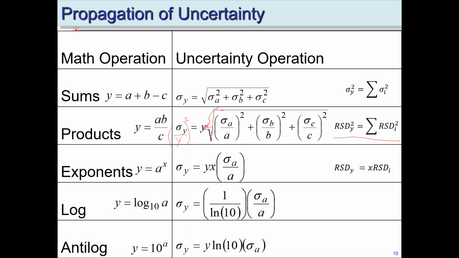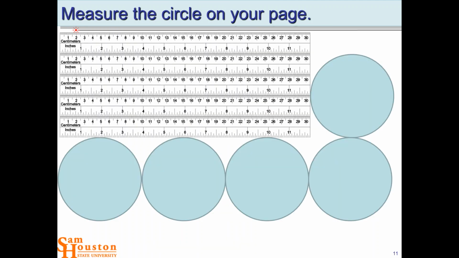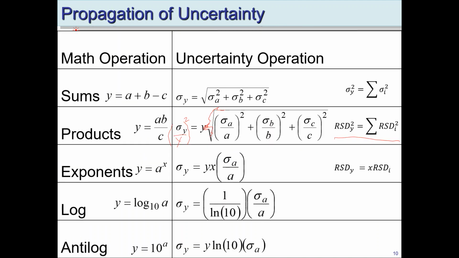Exponents are just a special case of multiplication, because it's a number multiplied many times. So in this case, it's a number multiplied x times, and so it's just x times the relative standard deviation. Then we have log examples and anti-log examples down below. So what we're going to do is put this into action and actually measure things.